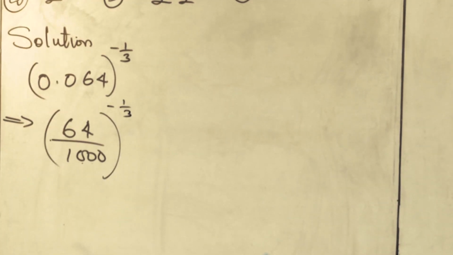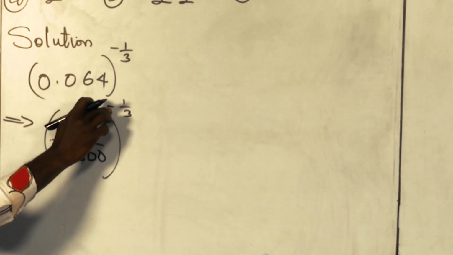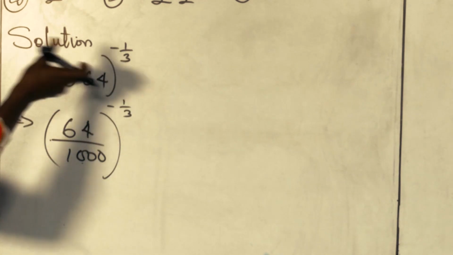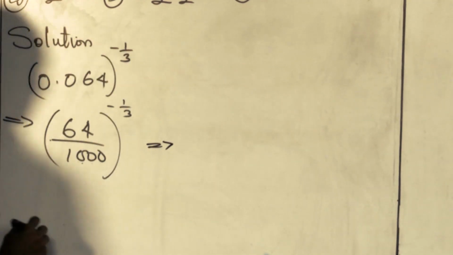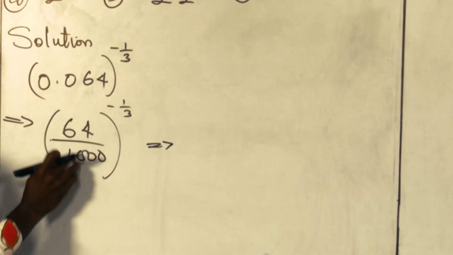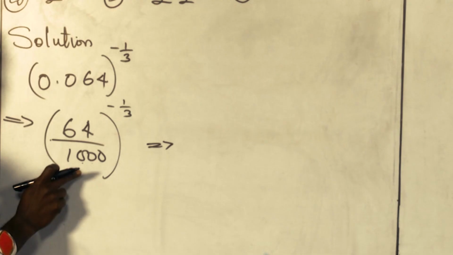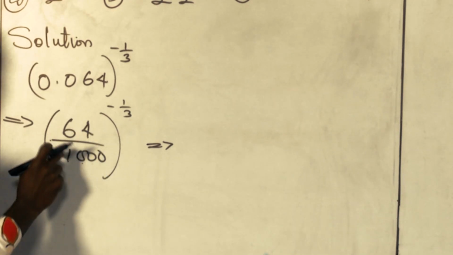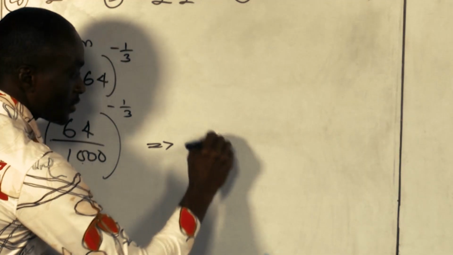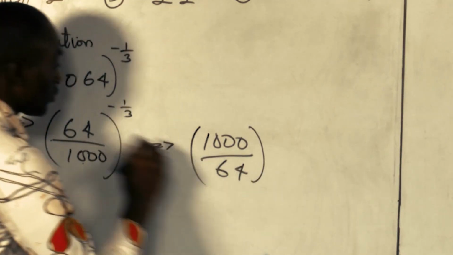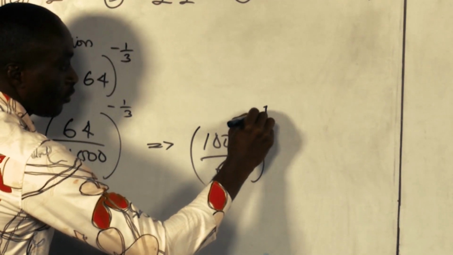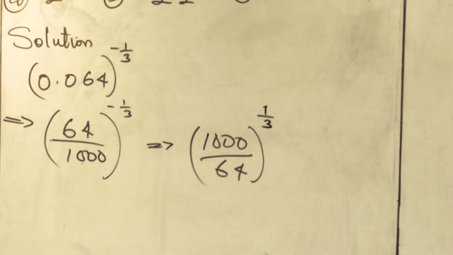Now we can eliminate this negative power by taking the reciprocal of 64 over 1000. The reciprocal of 64 over 1000 is 1000 over 64. We are not going to have a negative power again, but we have 1 over 3. It eliminates the negative power.